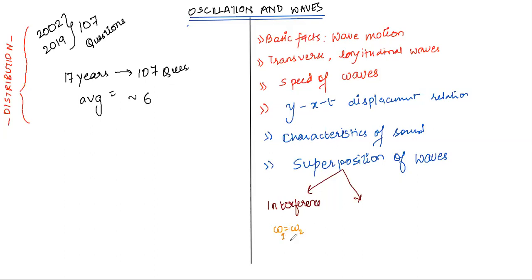This is the necessary condition for interference to take place. Then there is one more condition, that is the condition of standing waves. This can also happen when two waves intersect or superimpose. Standing waves, these are also called stationary waves. And when does a stationary wave form?